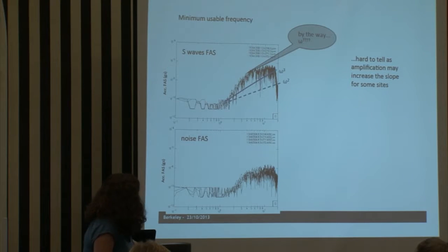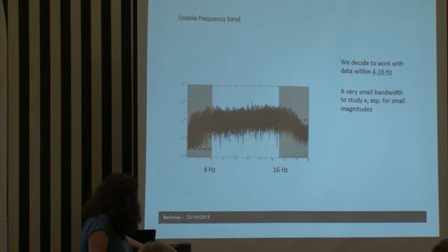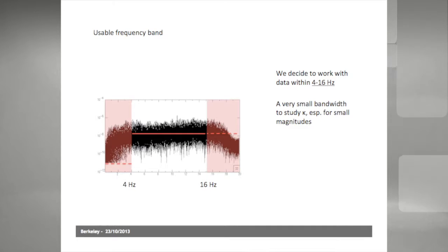So what we're left with, oh no, this is just a by the way question. I'm not sure if the omega square model is what we should be comparing to, because sometimes the slopes seem to be like omega 3. Well, this one might be much steeper, and there's always the possibility of high frequency amplification in there, so it's a difficult question to tackle, but I want to put it out there that maybe it's not the typical omega square model.